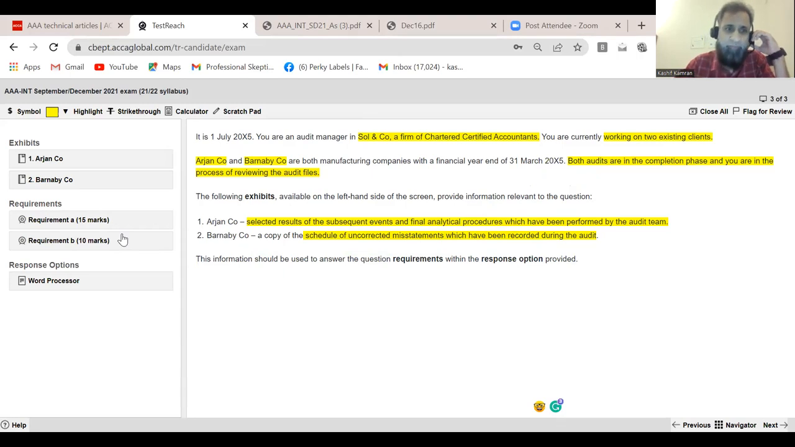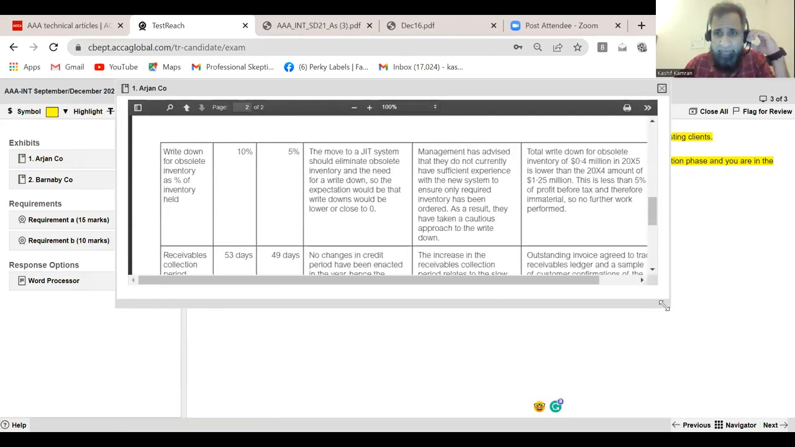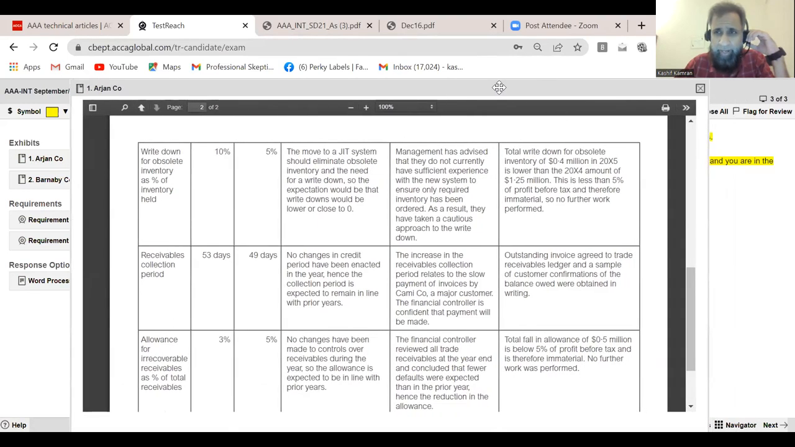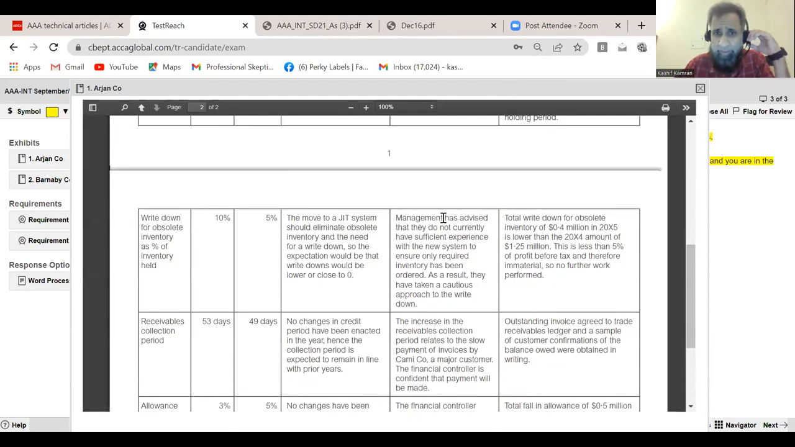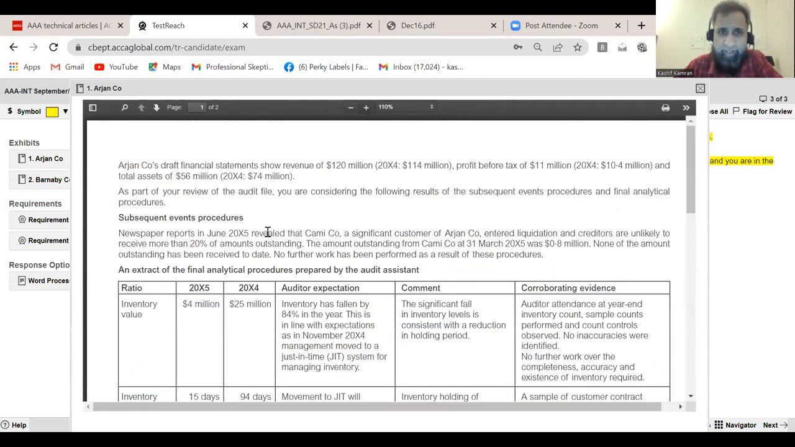No issues at all. Okay, let's open Urgent. Now we have results of subsequent events and the analytical review in the Urgent company, and we need to comment on the inconsistency of the evidence, right? So let's see what the statement is here. Can you see this Urgent company in front of your screen now? Okay, let's read it out.